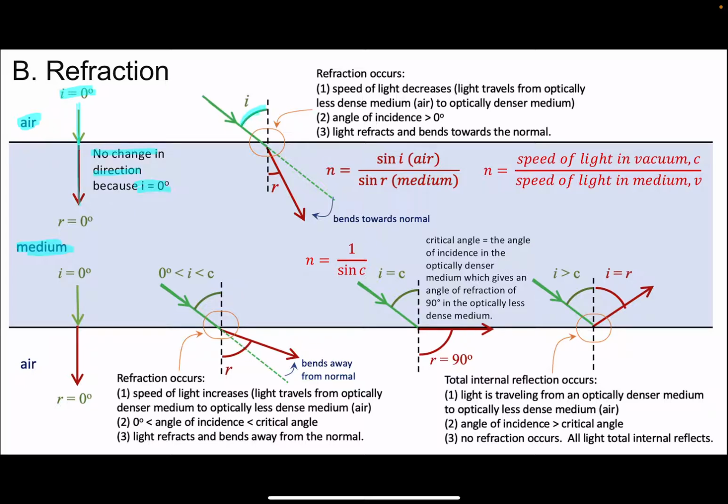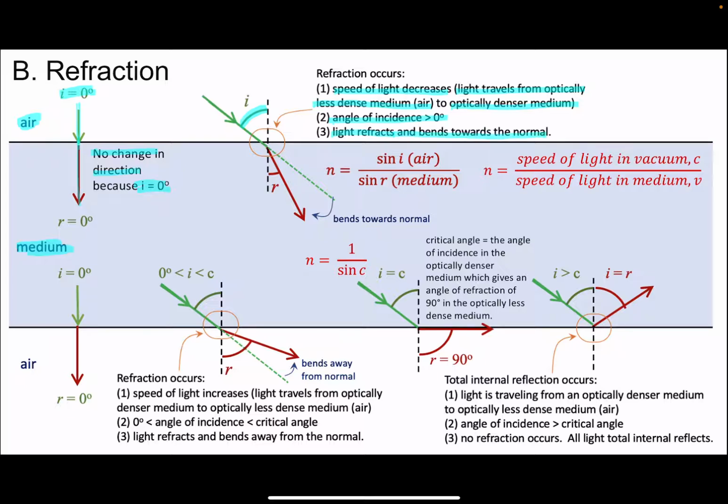If there is an angle of incidence, the light will bend towards the normal. The reason? The speed of light decreases because the light has traveled from an optically less dense medium, which is air, to the optically denser medium, such as water or glass. The angle of incidence is greater than 0, therefore the light refracts and bends towards the normal.